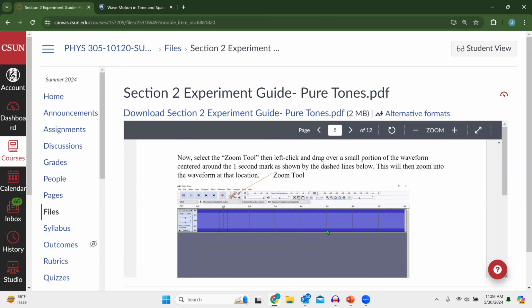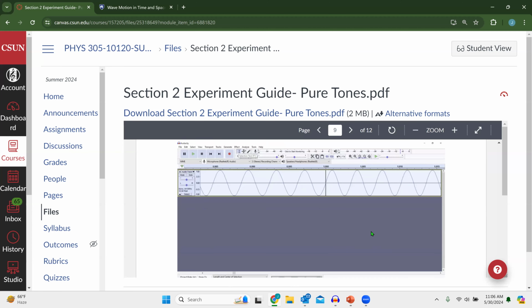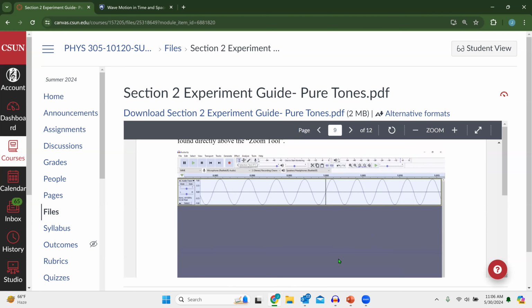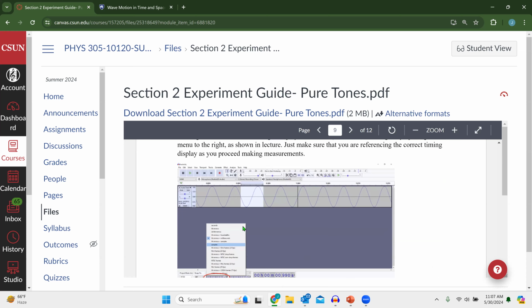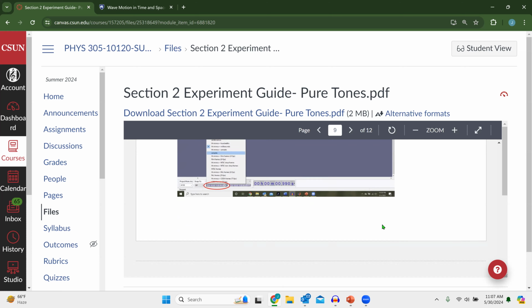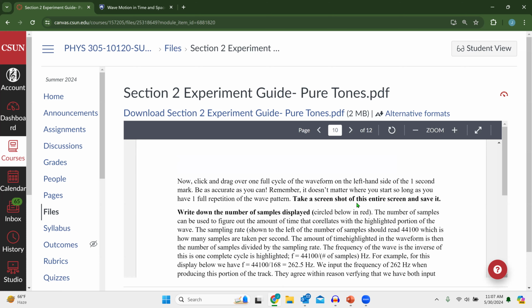And then it starts to have you zooming into specific locations. There's zoom tools, all sorts of stuff, so you can see the individual sine waves that we've constructed or synthesized in this. And then it tells you to go on and highlight certain sections and make some measurements. And great, take screenshots of this entire screen, save it.